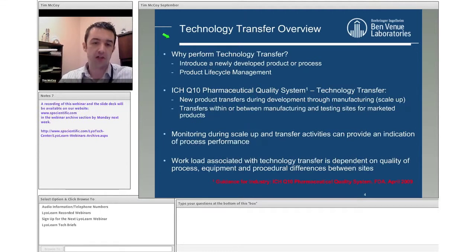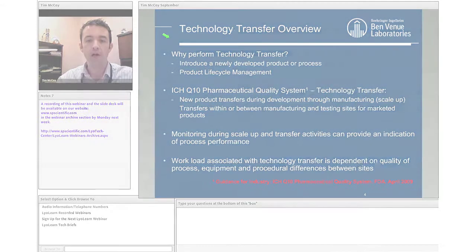And if you check the ICH guideline Q10 pharmaceutical quality system, it will tell you that technology transfer is not only about inter and intra-site tech transfer, where you go from one manufacturing Class 100 environment to another, but it's also very much a scale-up aspect, where scale-up, if you think about it, is really technology transfer from bench to commercial.